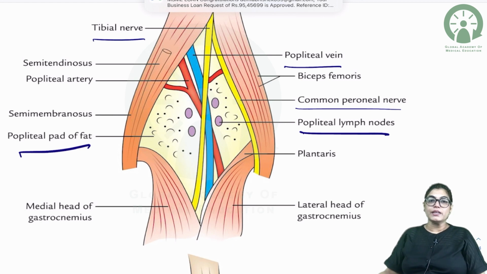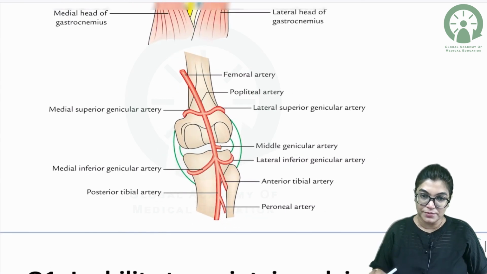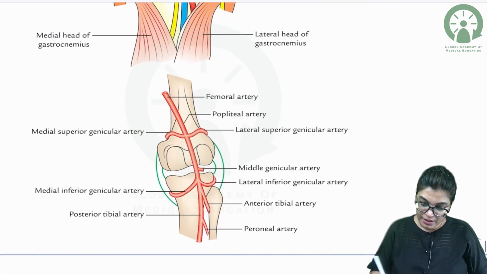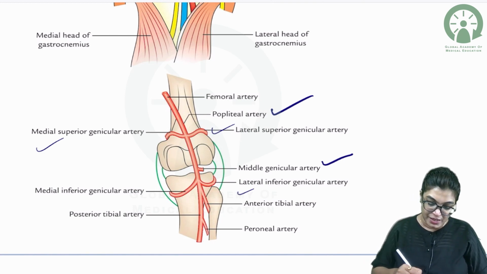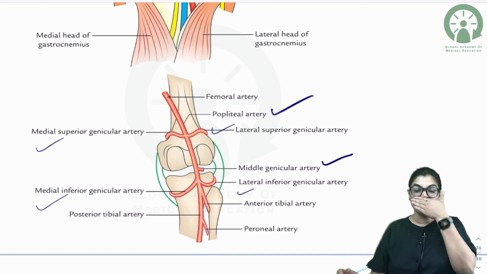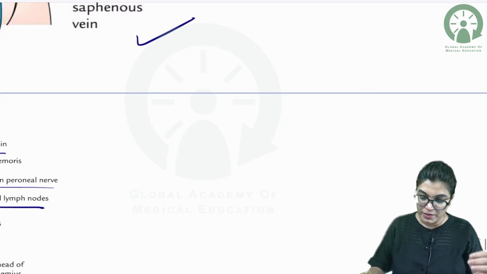Other than that, I want everybody to know that in the popliteal fossa, the popliteal artery gives its 5 genicular branches. So, you can see here the popliteal artery giving its 5 genicular branches: the middle genicular branch, the lateral inferior, lateral superior, medial superior, and medial inferior genicular branches. So, 5 genicular branches. So, you can write the contents of the popliteal fossa.